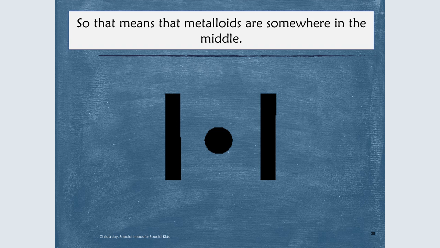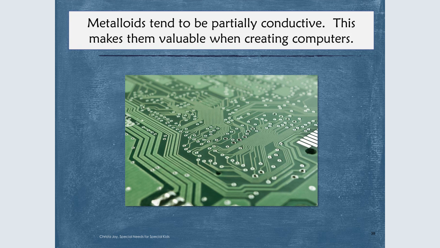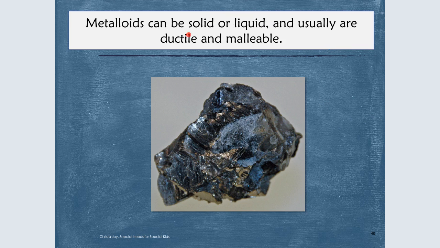So that means the metalloids are somewhere in between. So somewhere between metal and non-metal are the metalloids. Metalloids tend to be partially conductive, so they're valuable in creating computers. So this is a computer chip. Metalloids are usually solid, usually not shiny, and usually are ductile and malleable.